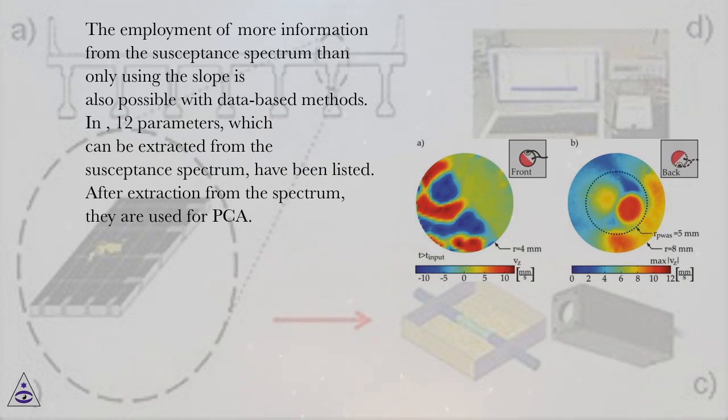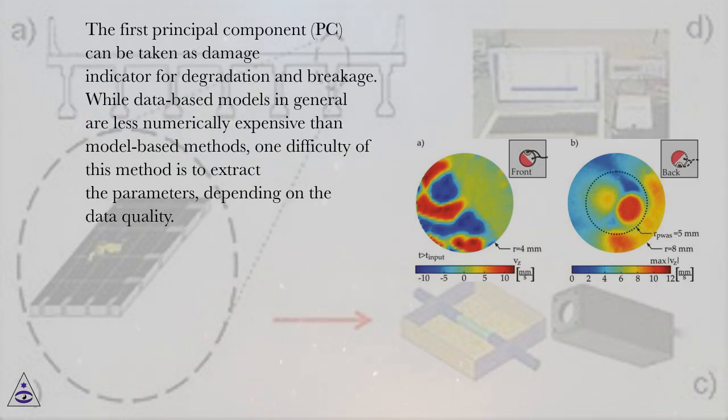12 parameters, which can be extracted from the susceptance spectrum, have been listed. After extraction from the spectrum, they are used for PCA. The first principal component, PC, can be taken as damage indicator for degradation and breakage. While data-based models in general are less numerically expensive than model-based methods, one difficulty of this method is to extract the parameters, depending on the data quality.